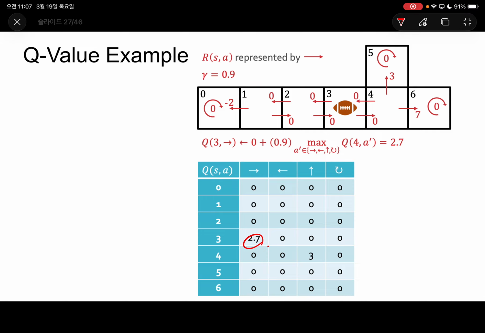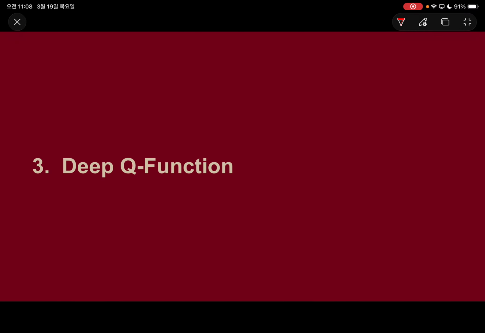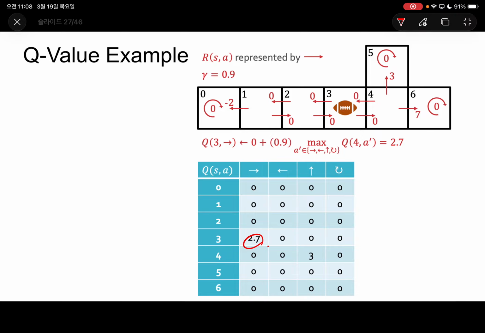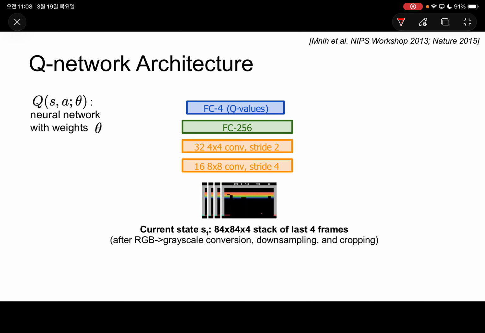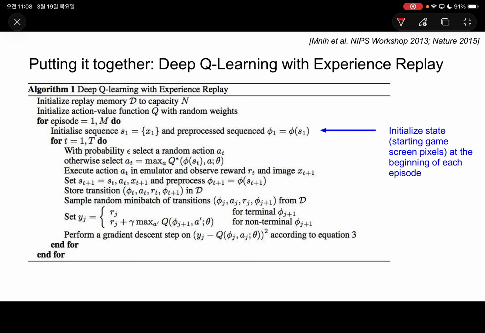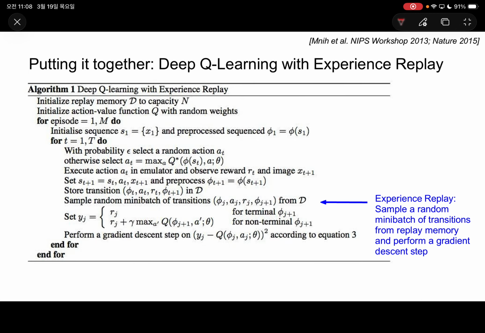We can repeat this. Is it okay? I hope this answers the question of some student that asked me before. And then the assignment is about deep Q learning. So let me explain the assignment.